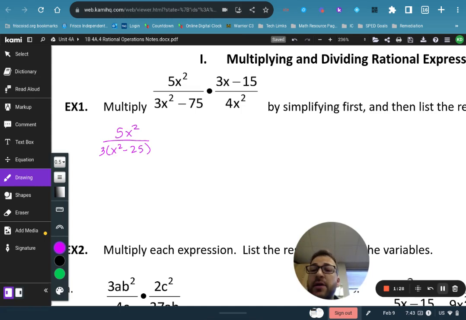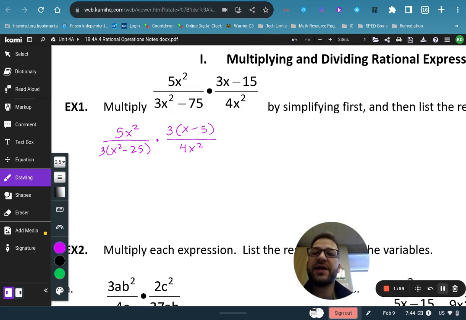Looking at my other set of rationals, I have 3x minus 15 over 4x squared. So same thing, that 3x and that minus 15, I can actually simplify by taking the 3 out as a GCF, and then I'd just be left with x minus 5. And on the bottom, still that 4x squared. Okay. And then there's actually one other thing I can do to make it a little bit easier to see. If you'll notice that x squared minus 25, I can actually factor that into individual factors. So I can split that up into x plus 5 and x minus 5.